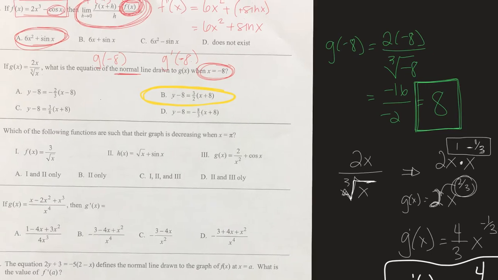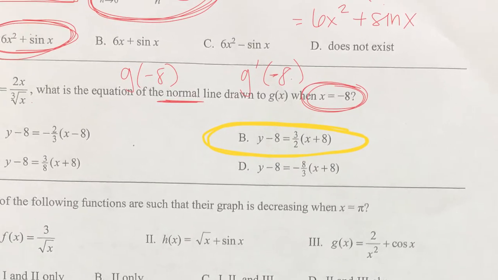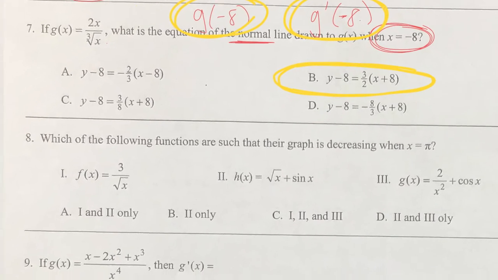Okay, that was a lot. You need three things. You need the x value, you need the y value, and you need the slope of the normal line to this graph.